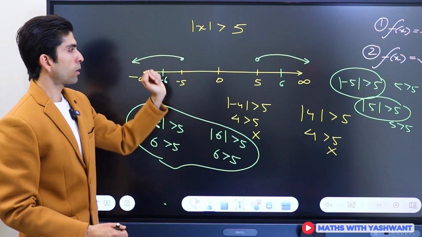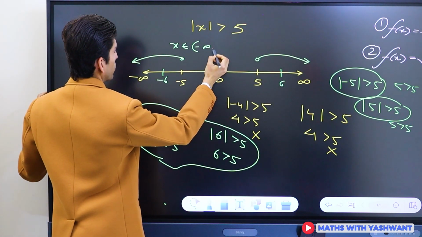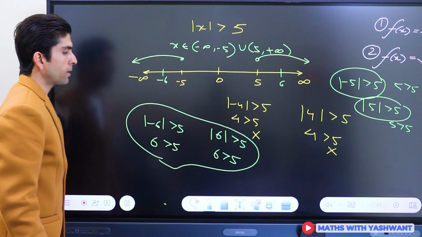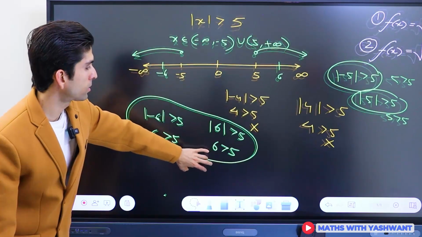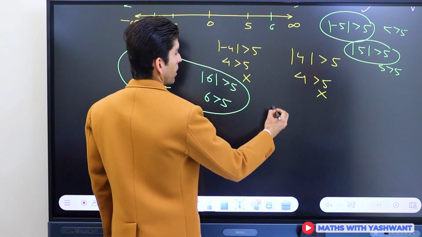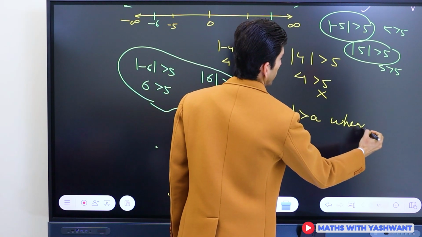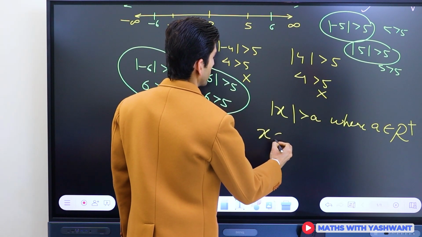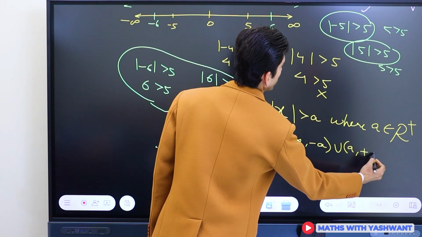So the final solution for this inequality is we can write x should belong to negative infinity to negative 5 union 5 to positive infinity. Now I can generalize this result. Whenever we have mod of x greater than a, where a is any positive real, we can directly write x as negative infinity to negative a union a to positive infinity.